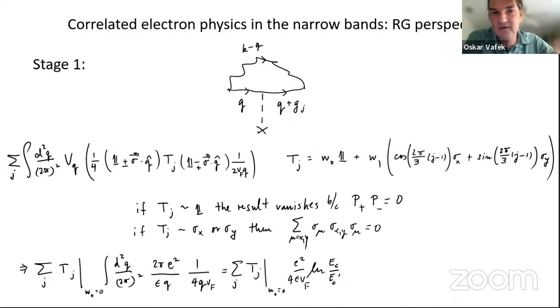So while particle hole symmetry is certainly broken, the leading term in the narrow bands will still be particle hole symmetric. And then this term should be treated as a perturbation. So hopefully that answers the question. I think the next question is by Andre.